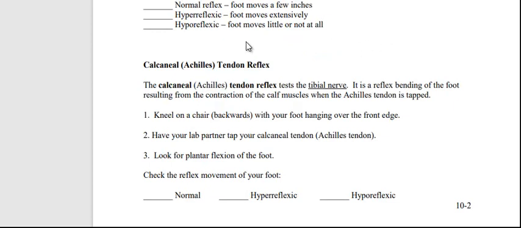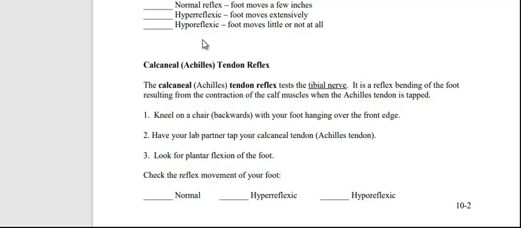He also mentioned hyperreflexive and hyporeflexive. So remember, hypo is not enough, or it's below subnormal, and hyper is too much. So if you tap somebody on the knee and they kick you, then that's way too much of a reflex. And if they hit you on the knee and it barely moves or it doesn't move at all, then you know that you're hyporeflexive.